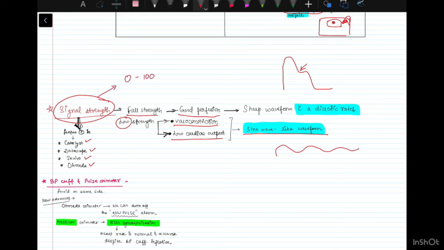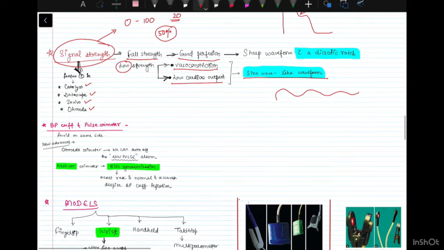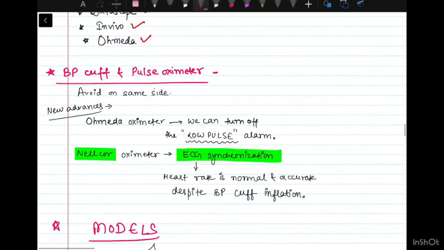And this signal strength value is also depicted from 0 to 100. So suppose the signal strength is 20, you know that the perfusion is already very less, and even the waveform is not reliable. But when it is above 50%, the chances that the value shown on the monitor is accurate are much higher.